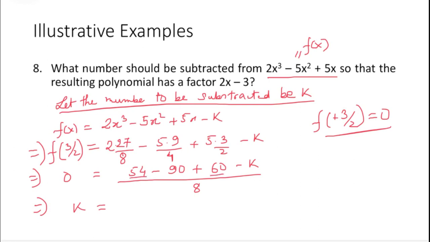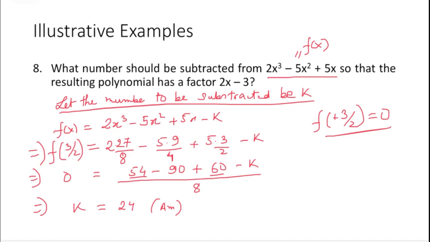So this k must be equal to 60 plus 54, that is 114 minus 90, so k must be equal to 24. So that is the answer. So using the factor theorem, we could easily find the answer of this question, right?